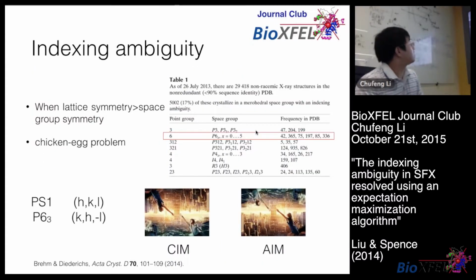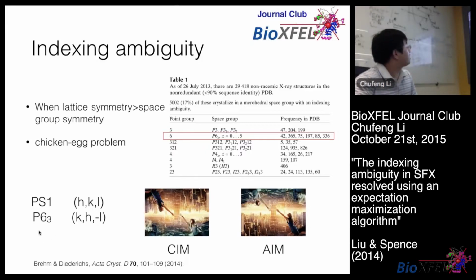So when does this indexing ambiguity occur? It occurs when the lattice symmetry is higher than the space group symmetry. This table lists several common space groups which lead to the indexing ambiguity. And here in this work, we focus on the PS1 data, which has the space group of P63.